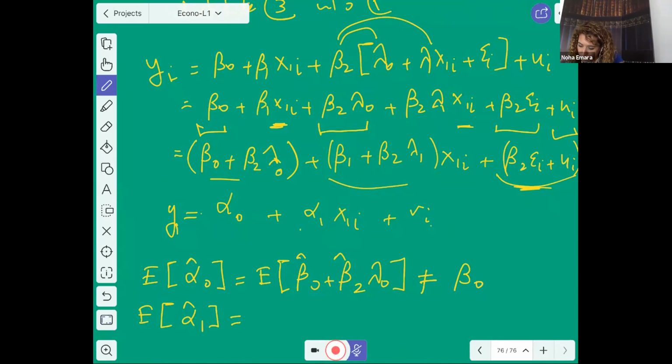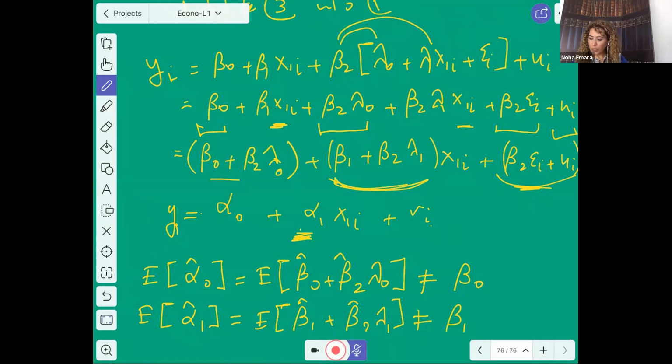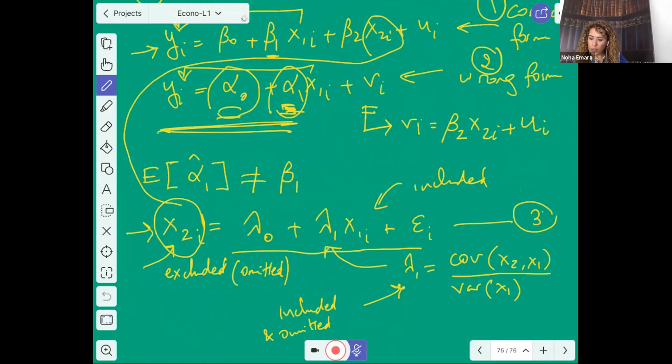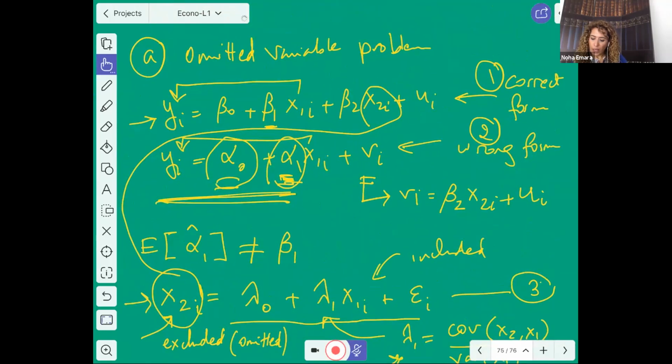So alpha 1 is equal to this, right? So it's equal to beta 1 plus beta 2 lambda 1. And there is no way that this is equal to beta 1. What is beta 1 and what is beta node? These are the actual ones in the correct form of the model here. The correct form of the model had beta 1 and beta 2. So the wrong form, which is alpha node, can never be equal to beta node. Alpha 1 can never be equal to beta 1.